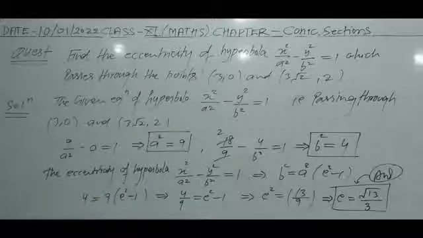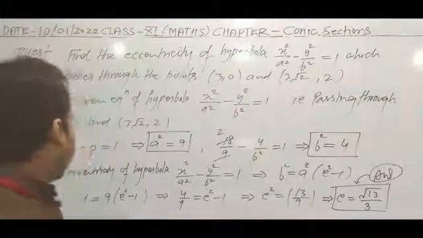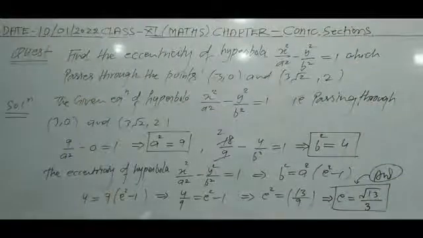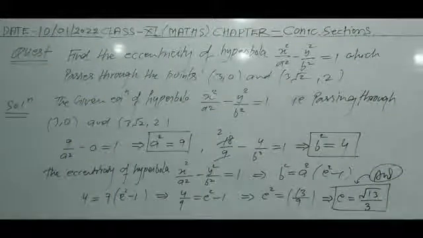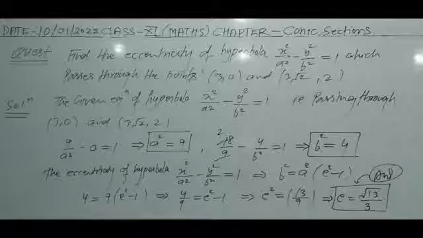b square is equal to a square times (e square minus 1). We put the values of b square and a square, so 4 by 9 is equal to e square minus 1, and e square is equal to 13 by 9. After taking the square root, the result will be root 13 by 3. This is the solution. Now this question is totally completed.